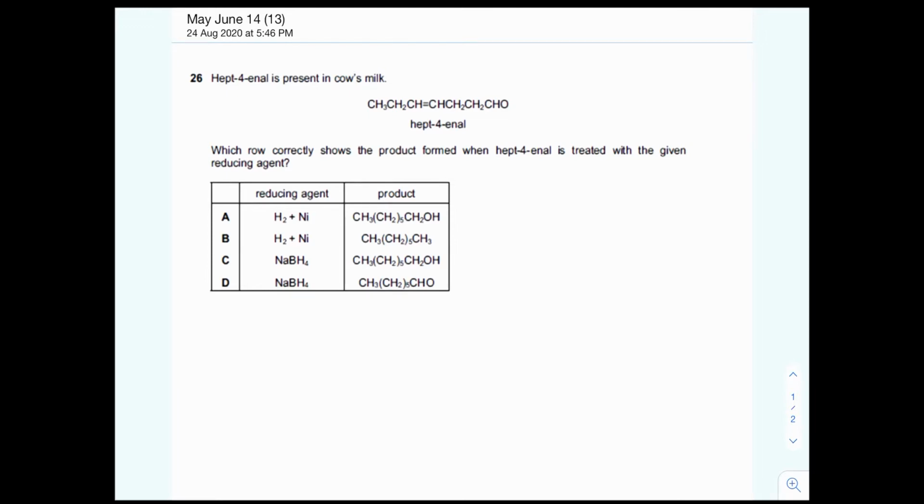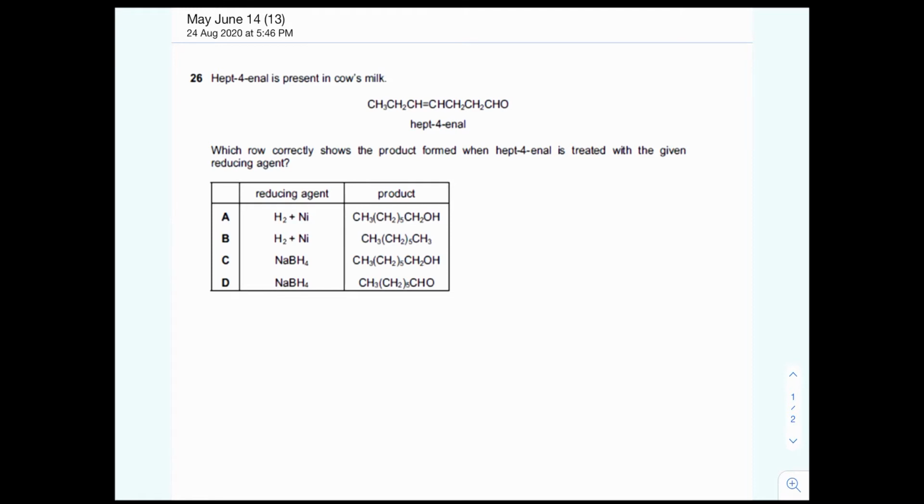Alright, now let's look at these questions. Hexenal is present in cow's milk. Which row correctly shows the product formed when this hexenal is treated with the given reducing agent?